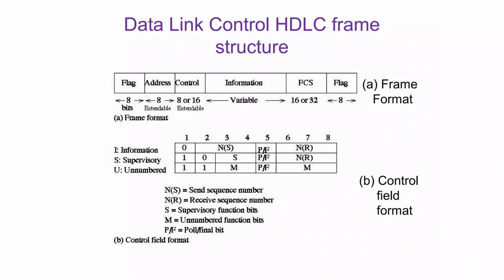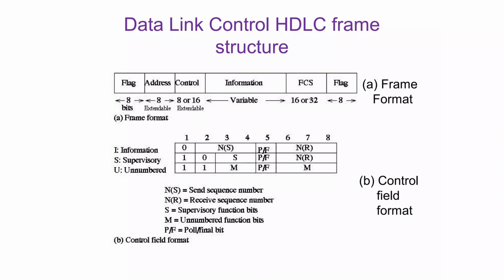The second one is supervisory. Instead of information, there will be only the flag, address, control, and frame check sequence, as well as the flag. There is no information that can be carried in supervisory, only the control fields. The third one is unnumbered. Here we can get the management link. Instead of information data, we can replace it with management information. That is the third, the unnumbered frame.